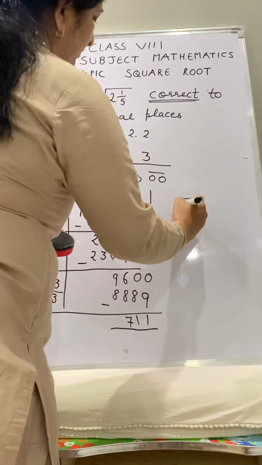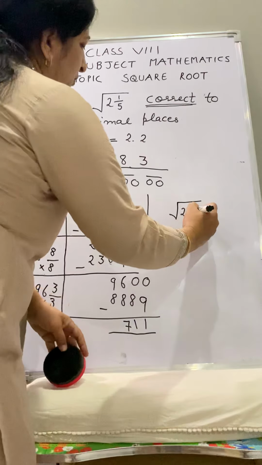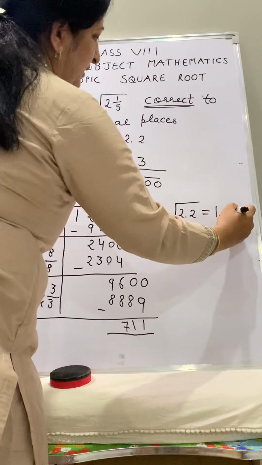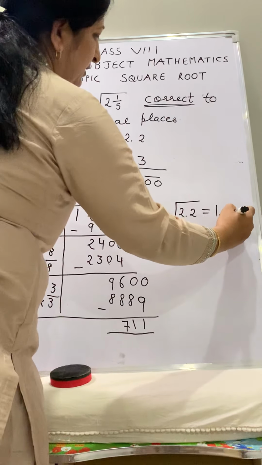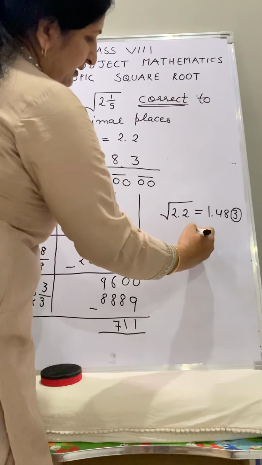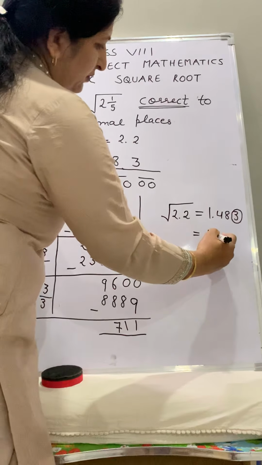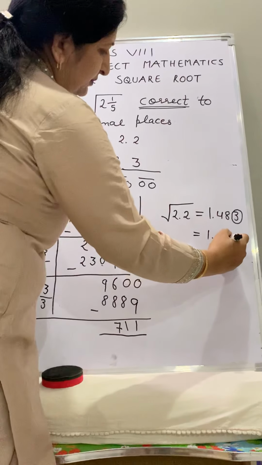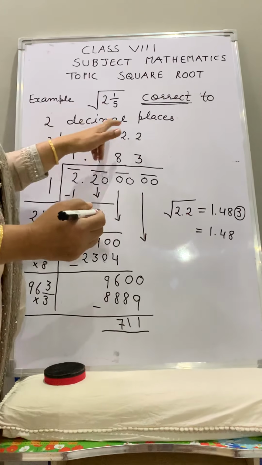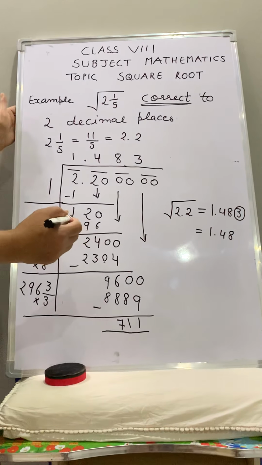Square root of 2 decimal 2 equals 1 decimal 483. We encircle the third digit. It is less than 5. Then the answer is 1.48. It is the answer correct to 2 decimal places. Thanks.